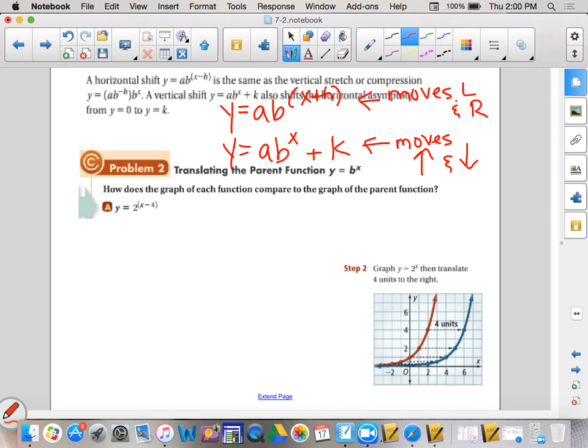Before the parent function, it's going to be a stretch, compress, or reflect. So everything before the parent function is going to reflect it, stretch it, or compress it. Everything after is either going to move it left, right, up, or down.